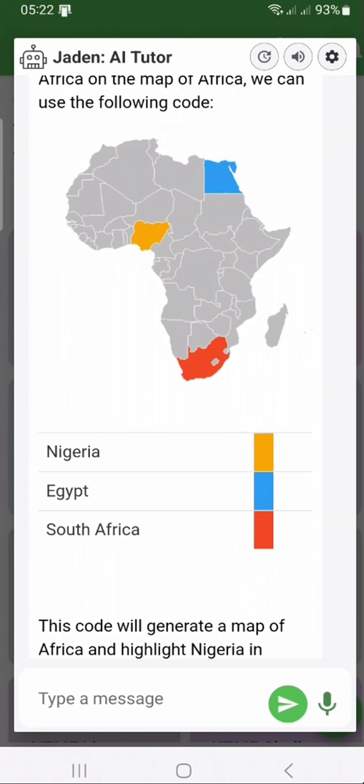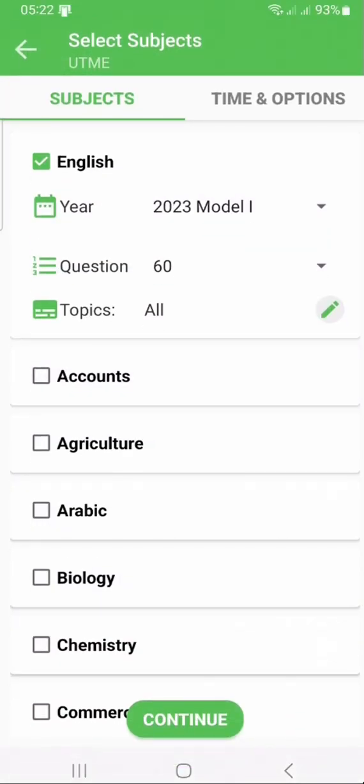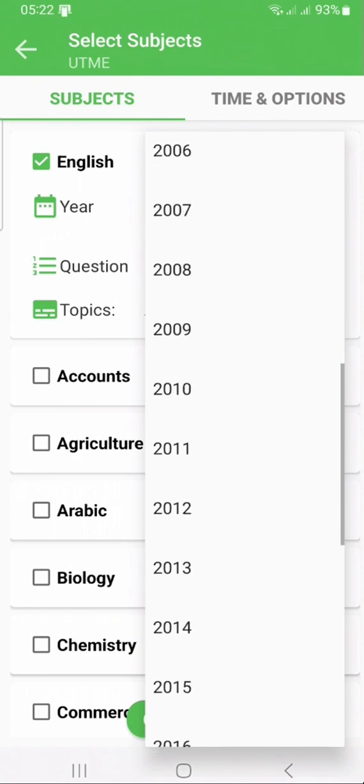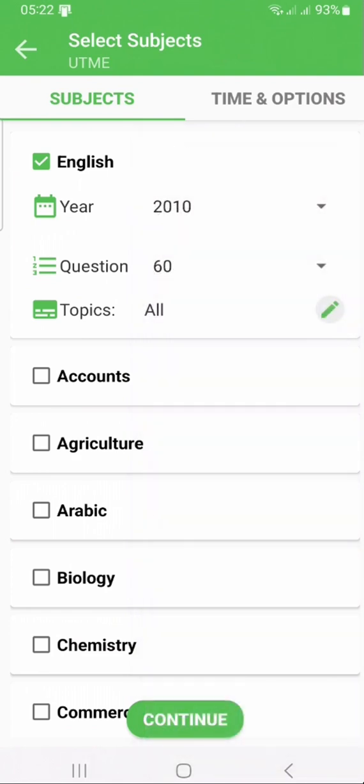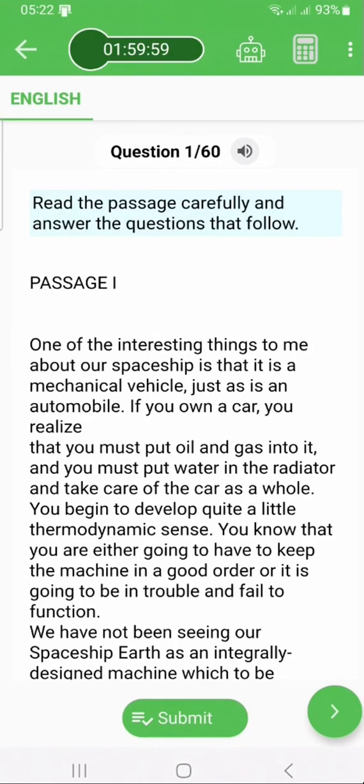But then the AI tutor can also act as a guide during practice and can also provide answers to questions that you are currently studying. So let's take a look at such a scenario. I'm going to go to practice for UTME, then I'm going to pick English. So let me take year 2010 and let's continue. Then let me unshuffle the questions and let's get started.